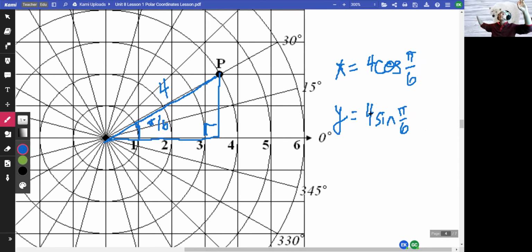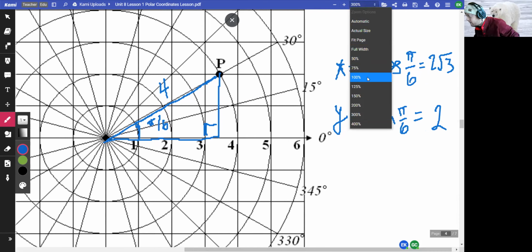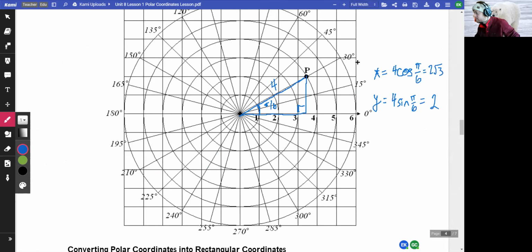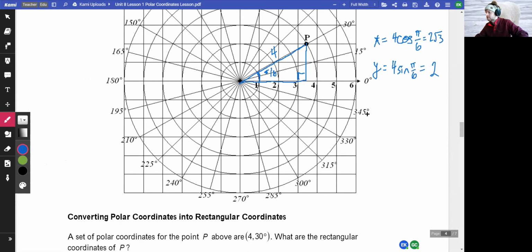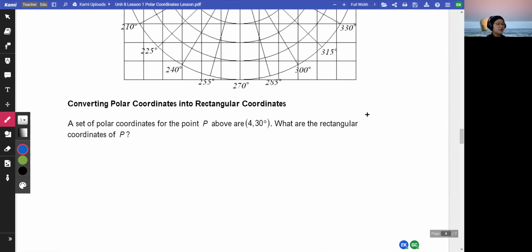Cosine pi over 6 is going to be the X coordinate, root 3 over 2, times 4. So 2 root 3. And sine pi over 6, that's the good one. That's Y. That's going to be 1/2 times 4, 2. So there we go. We got our coordinates. Let me zoom back out. 2 root 3, comma 2.